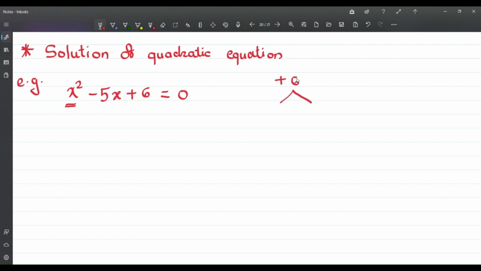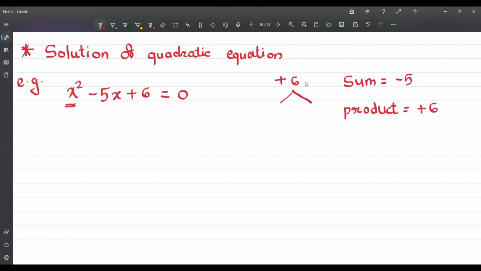factorize this plus 6 such that their sum will be the middle term, that is the coefficient of x, which is minus 5, and their product will be the last term, that is plus 6. This method is applicable only to equations where the coefficient of x square is 1.